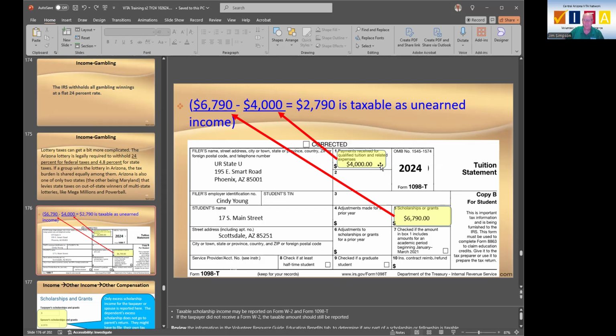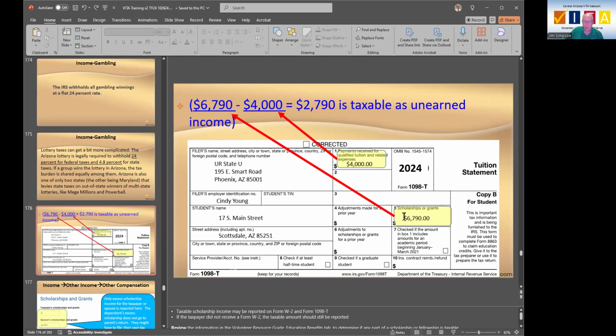Because theoretically, the institution's just going to say payments received for qualified tuition and related expenses. The institution doesn't know all of your related expenses. You took all online courses and you had to buy a computer. That's a related expense. You bought some of your books on Amazon because they were cheaper than the school bookstore. That's a related expense. We need to get information about all of this.